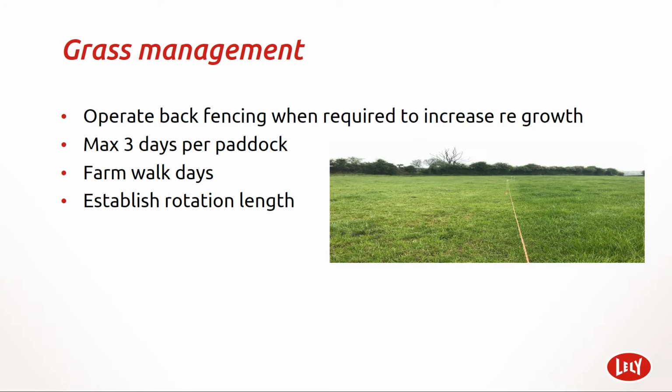Grassland management. Various grazing strategies can be adopted, but the best option will vary from farm to farm and depends on many factors. What is your own situation and ambitions? What is the walking distance and soil type? Topography and social issues are also important to consider. So operating a back fence when required to increase regrowth, maximum 3 days per paddock of the same paddock, doing farm walks to help establish a rotation length, but also for pasture quantity and quality to consider a reseeding program.